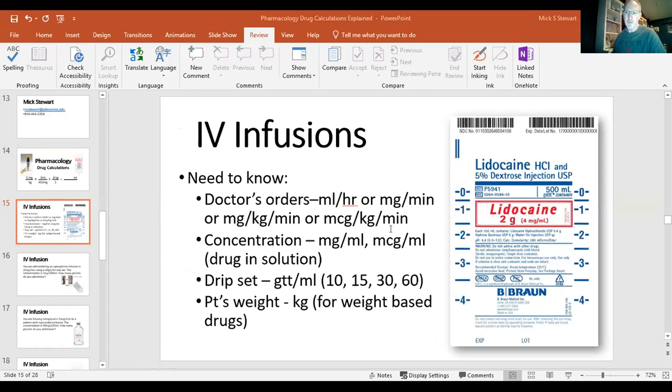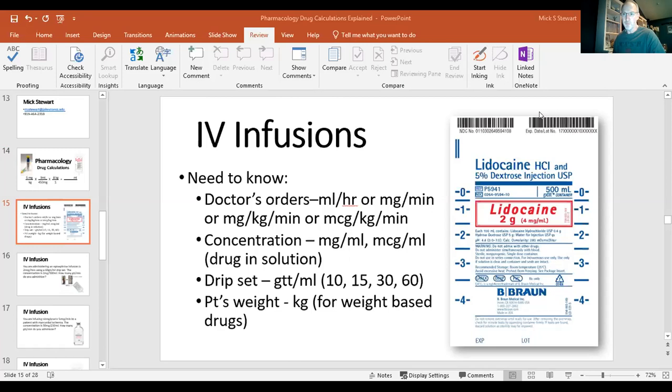So the first thing you're going to need to know when you're setting up your drug calculations is what your doctor's orders are. You're going to get those doctor's orders either from your standing orders from your protocols, or you may contact Dr. Hartman directly and get medical control orders over the radio, over the phone. You may contact some other medical direction physician and get your orders from that individual.